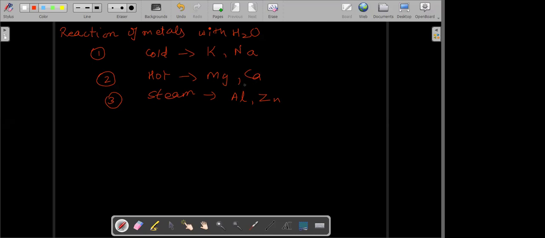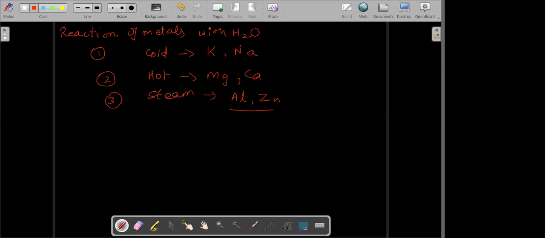See, when calcium reacts with hot water, hydrogen is produced. Those hydrogen bubbles stick to the surface of calcium and make it float on the surface. Then about aluminium and zinc, do they form oxide or hydroxide? Oxide, sir. Yes, they form the oxides and they do not form the hydroxides.